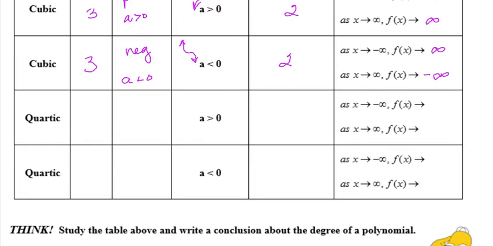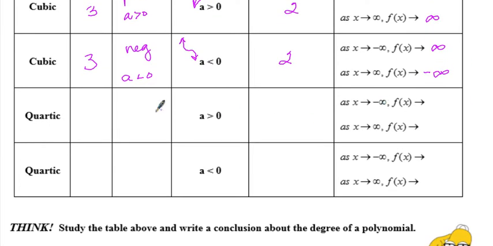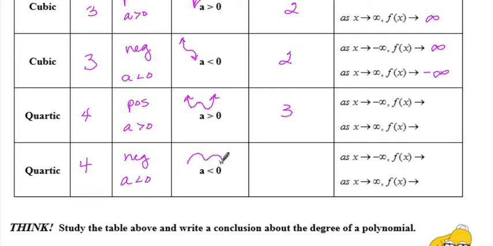Let's fill out our table for quartic. Certainly, like I said, there are more than just quartic functions, but this will show us our pattern. For a positive leading coefficient, quartics look like this, of some kind. And they have 3 turns. Turn here, turn here, turn here. For negative leading coefficients, they look like this. Same number of turns, different end behavior.